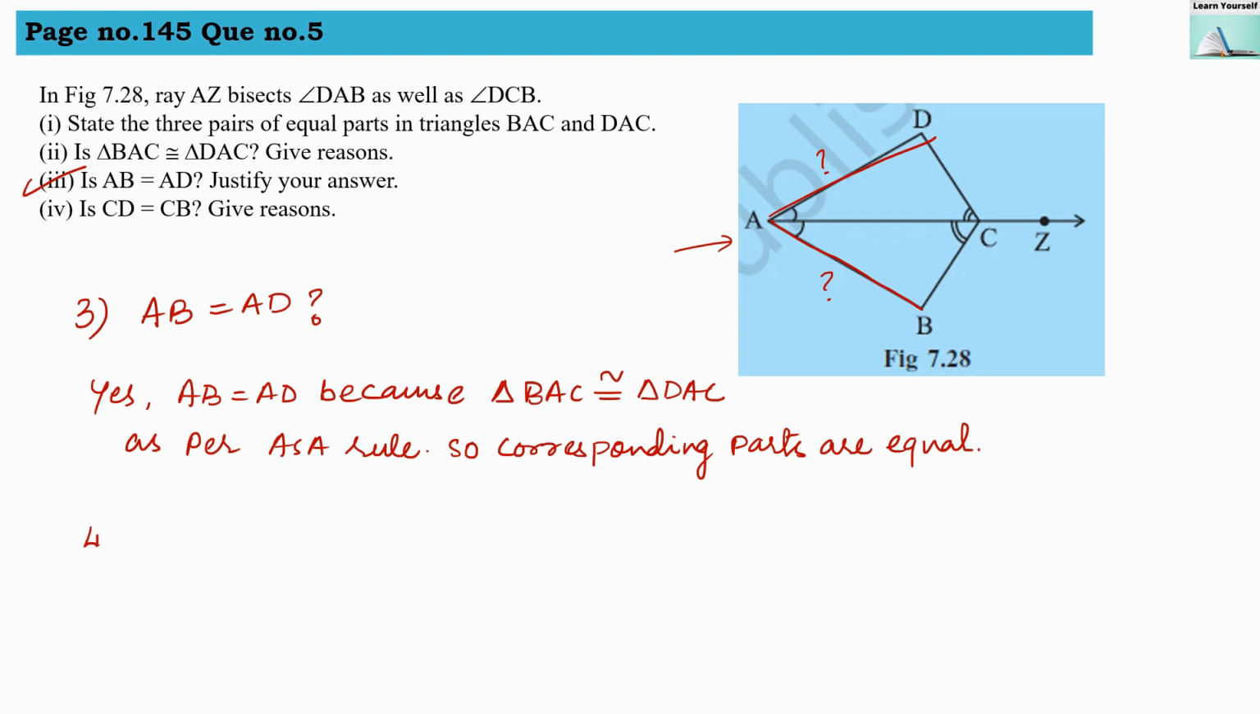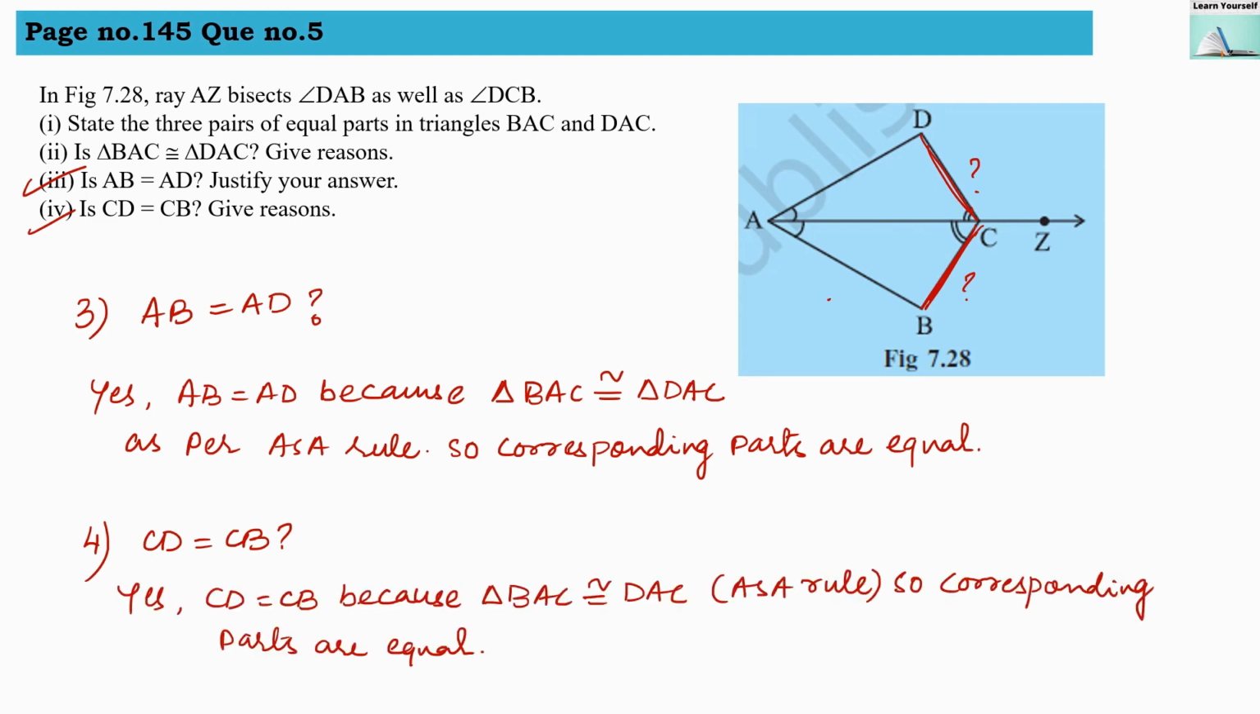Now fourth question, is CD equal to CB? So CB is this and CD is this. So these two sides are equal or not? So yes, both triangles are congruent. So these two sides are also equal. So as per the SAS rule, these two triangles are congruent. So corresponding parts are equal.